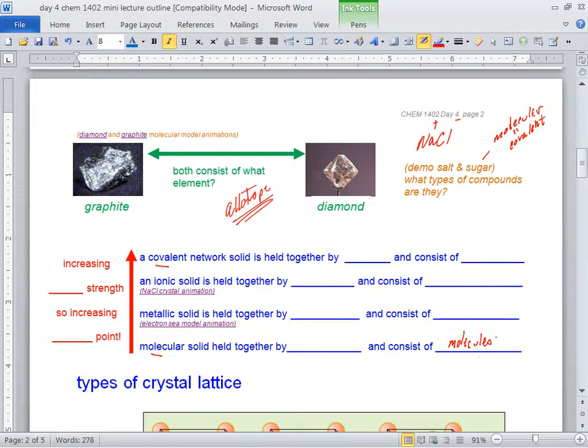I'm trying to help you out here with the question: what type of solid is ice? Ice is just frozen water. So ice would be an example of a molecular solid because it's composed of water molecules. Any solid that's composed of molecules, you're supposed to call it a molecular solid. There's four types, so you have to keep them all straight. It's held together by what?